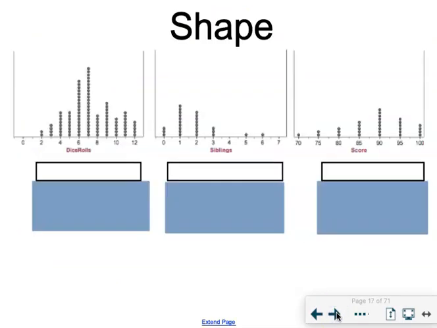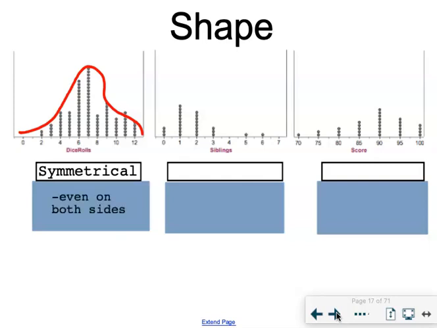All right, so what is shape? Shape, there's going to be 3 possible options. It's talking about what shape the graph takes. So you kind of try to trace and even out the graph. If most of your data is in the middle, we call that symmetrical. We kind of say that it's even on both sides. Okay, so one of our options would be, is your data symmetrical?